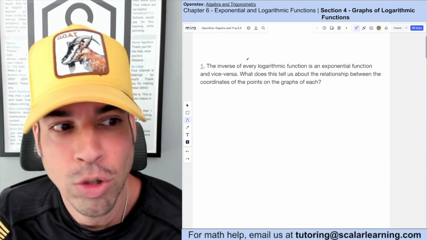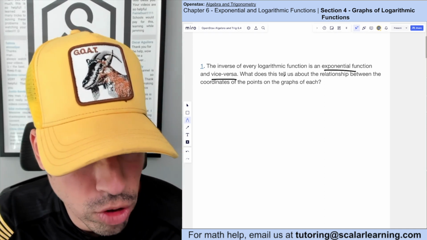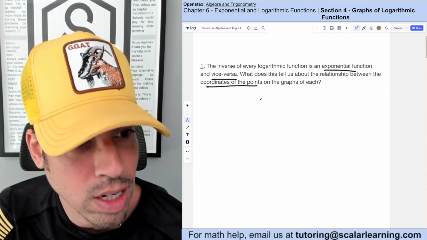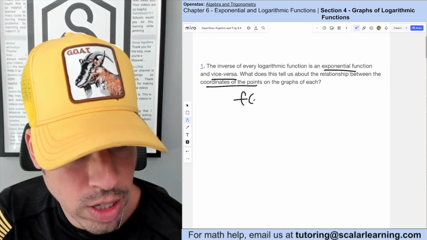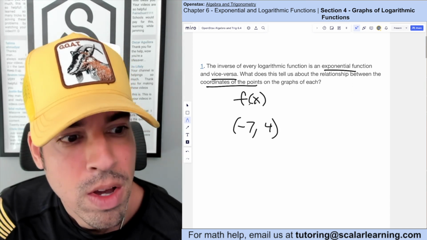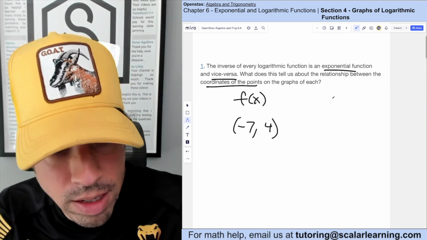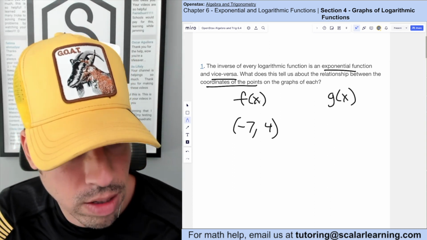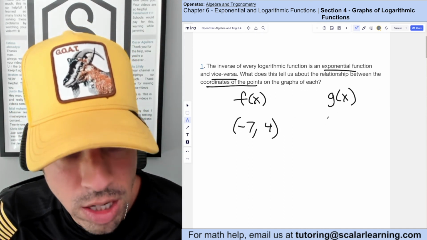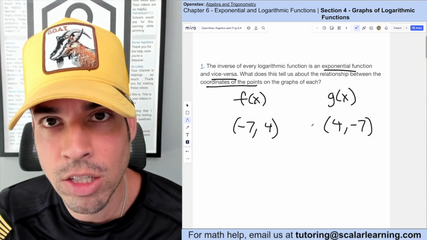Let's do it. Question 1 says the inverse of every logarithmic function is an exponential function and vice versa. What does this tell us about the relationship between the coordinates of the points on the graph? Let's say we have an exponential function f of x, and the coordinate is -7, 4. If we take the logarithmic function, which would be the inverse, let's call it g of x, the relationship with the xy coordinates is: if you know -7, 4 lives here, then flipping those values, 4, -7, will be here. So that's the relationship of the coordinates.